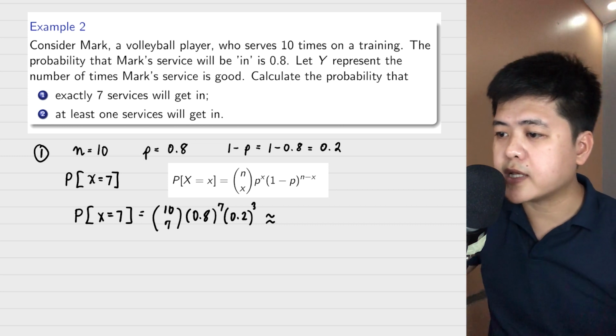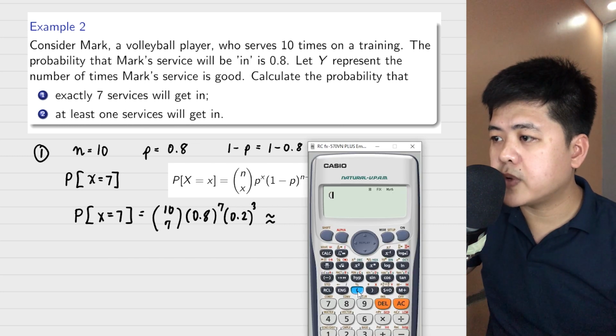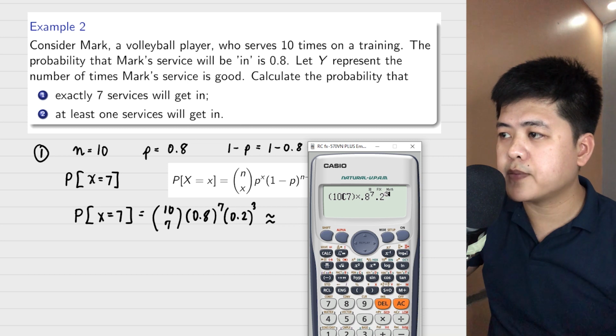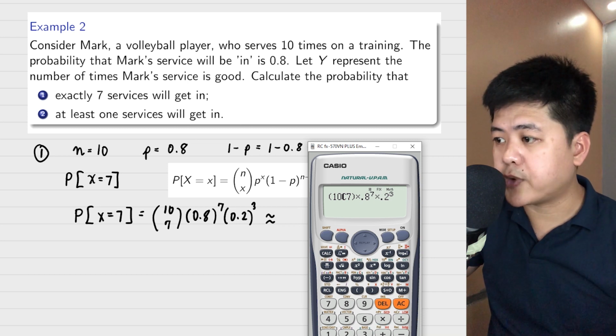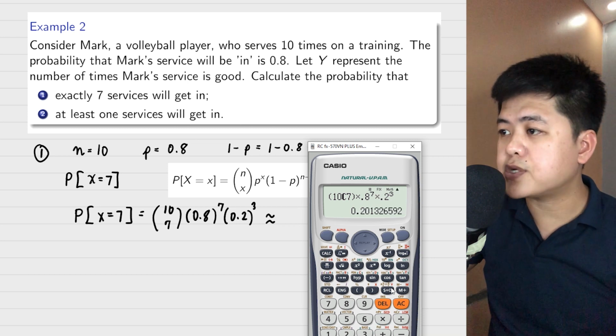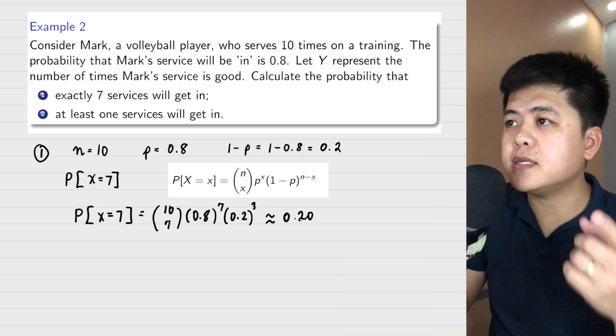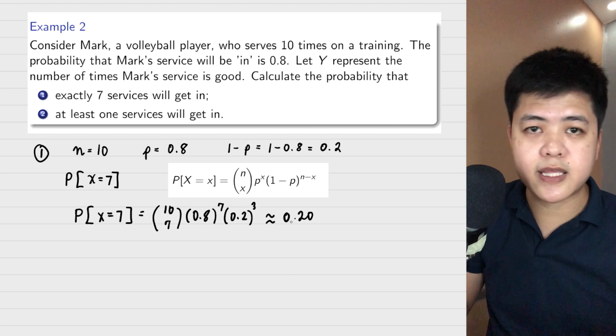And let's get your calculator to solve for this one. So that will be 10 combination 7 times 0.8 raised to 7. And then 0.2 raised to 3. Sorry, it should have a times there. 0.2 times, yeah. So the answer is 0.20. Approximately 0.20. So the probability that exactly 7 services will get in is 0.2.